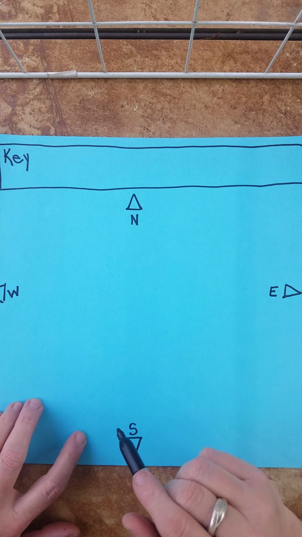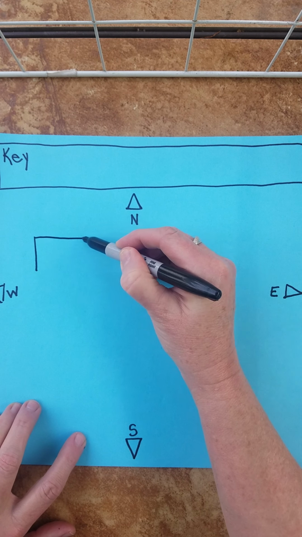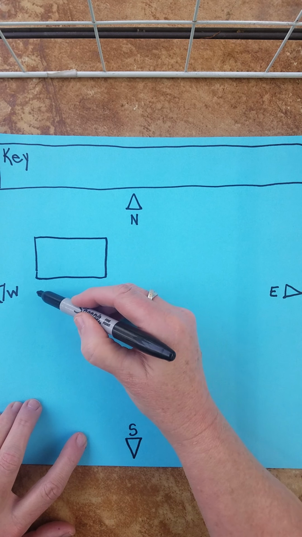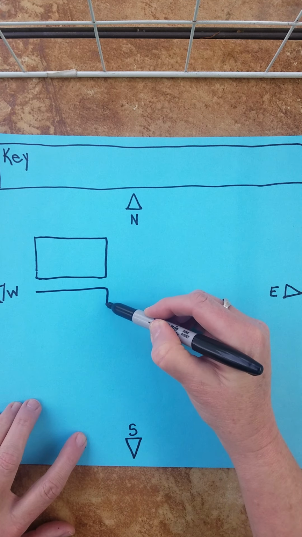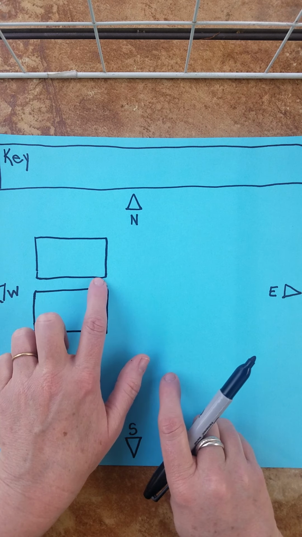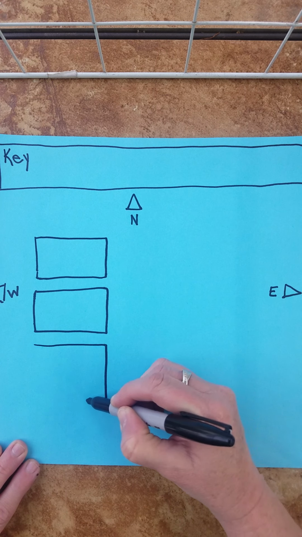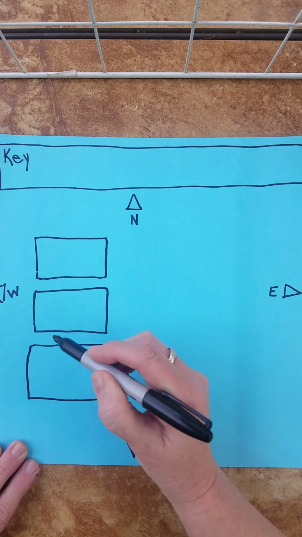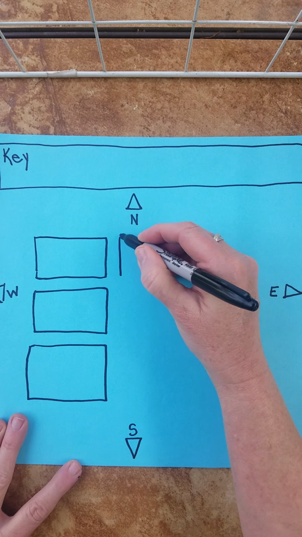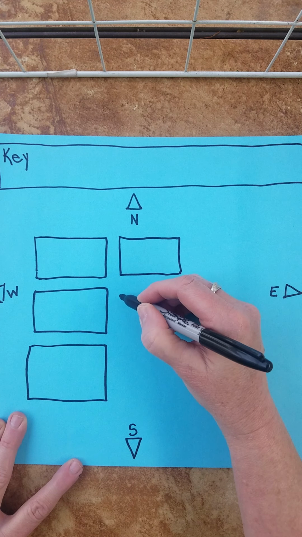I'm going to draw the streets by creating negative space. I'm going to draw a series of rectangular boxes, and the space between the boxes will be my streets. So there's one street. There's another street. And now I'm going to create streets going this way.